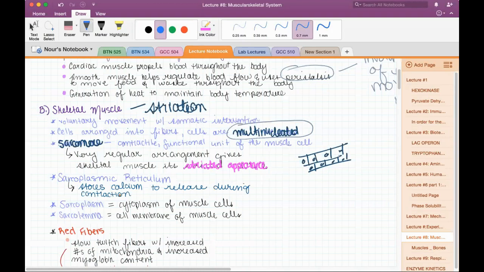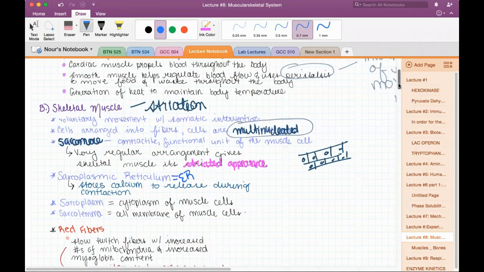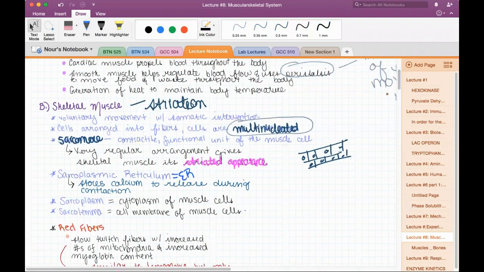So what was I saying? The sarcoplasmic reticulum is another way of saying the ER, but in a skeletal muscle, and the skeletal muscle has sarcomeres, so that's why it's called a sarcoplasmic reticulum. Sarcoplasm is the cytoplasm of a muscle cell, and sarcolemma is the cell membrane of a muscle cell. So sarcolemma is another way of saying the cell membrane of a skeletal muscle. Does that all make sense so far? Okay, good. All right, I'll continue.